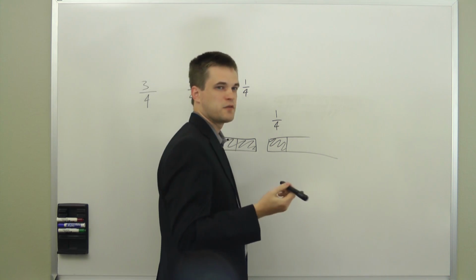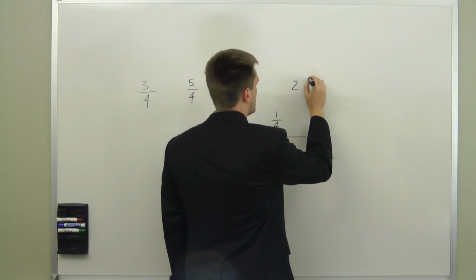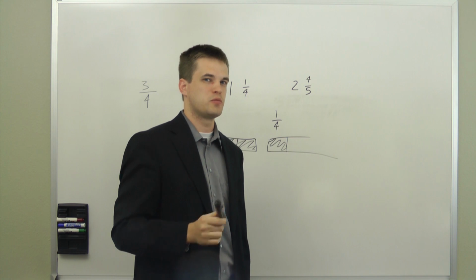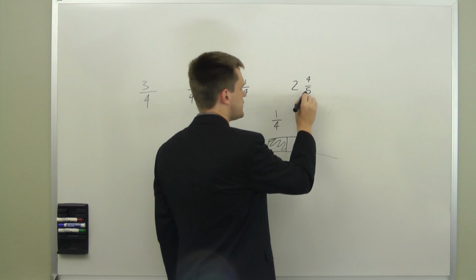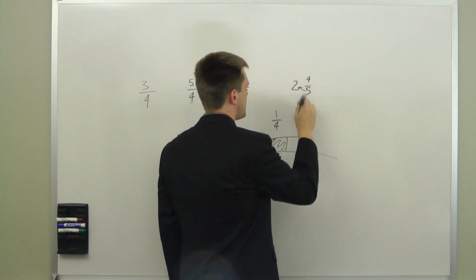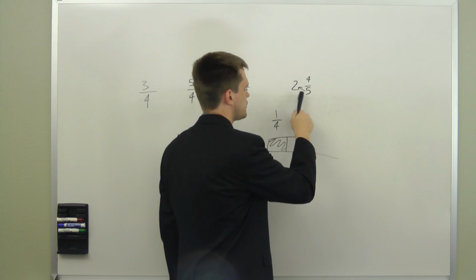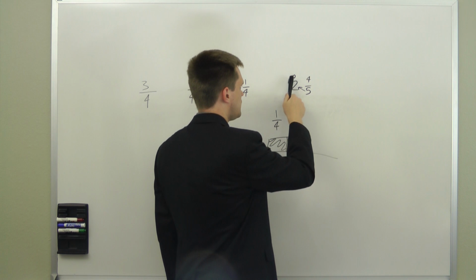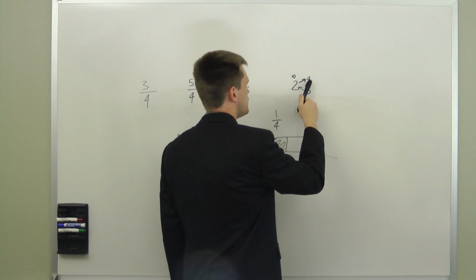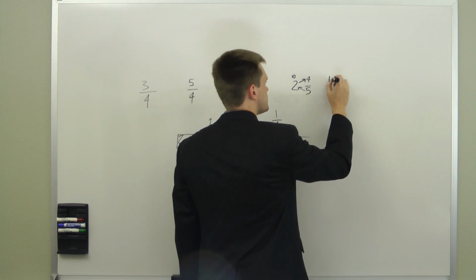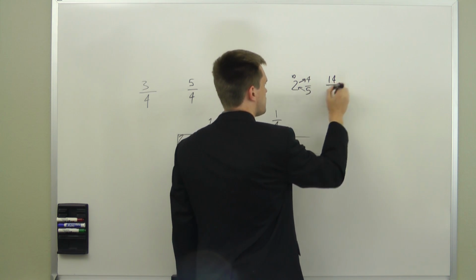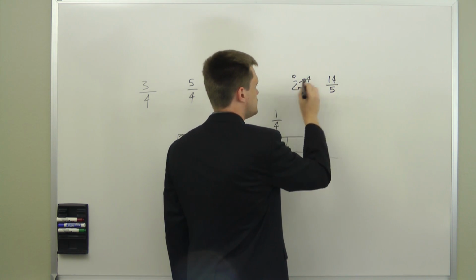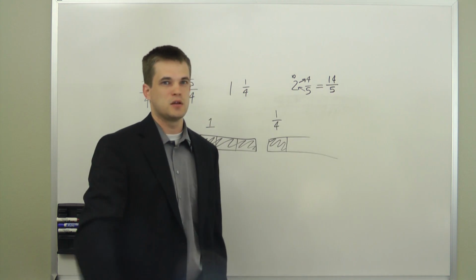I'll demonstrate now how to do this. Let's take, for instance, 2 and 4/5. This is a mixed number, and we want to convert it to an improper fraction. To do that, we take the denominator, 5, and multiply it by the whole number, 2. So we have 5 times 2, which is 10, and then we take that product and add to it the numerator. So 10 plus 4 is 14. Then we write 14 as our new numerator, and we keep 5 as the denominator. And so 2 and 4/5 is the same as 14/5.